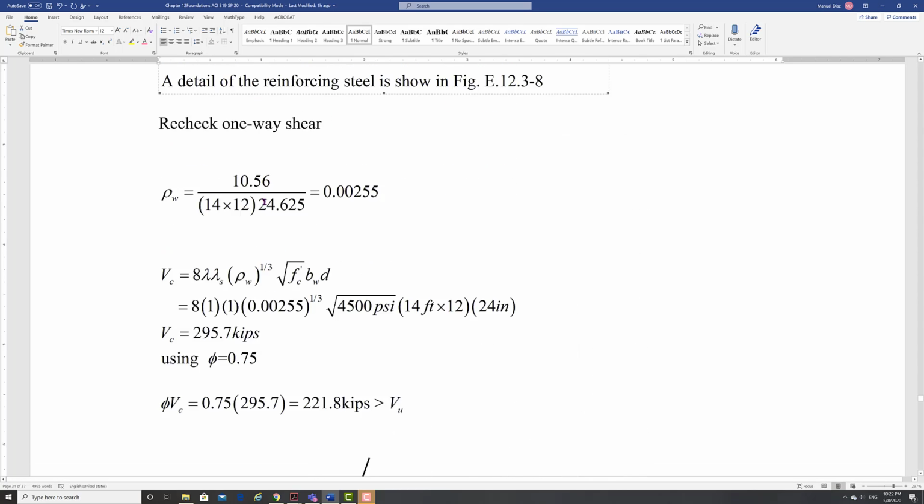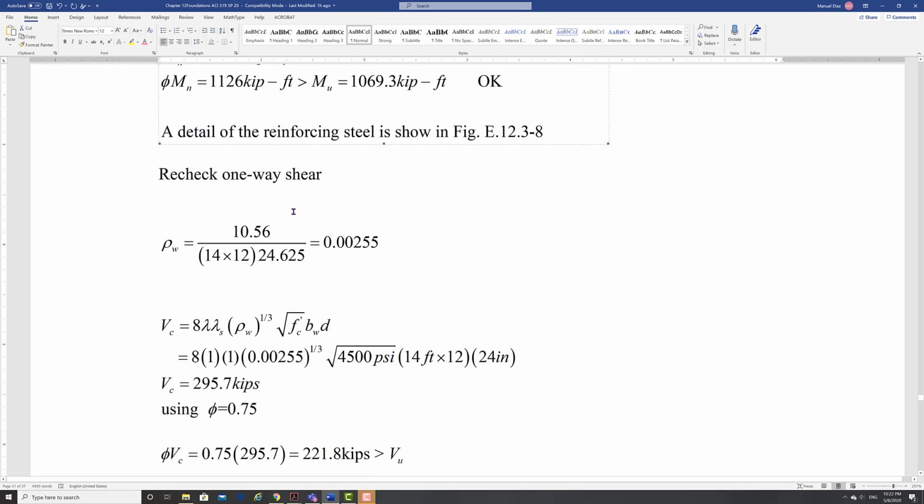All right. Okay. Now I need to recheck this one-way shear because that's critical. You had to recheck it. Don't forget to recheck it. Please don't forget to recheck it.